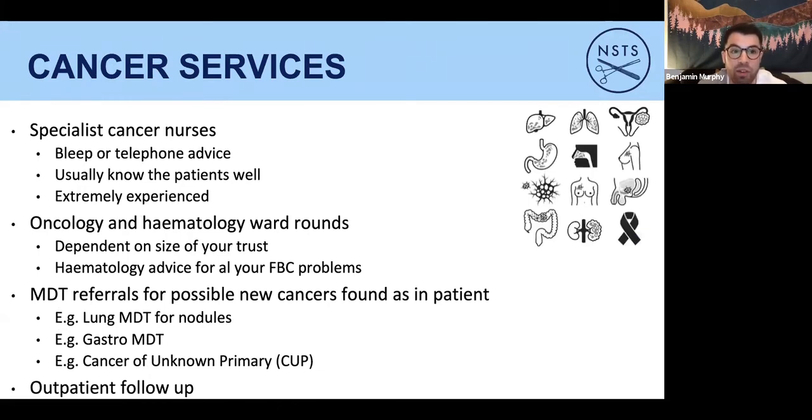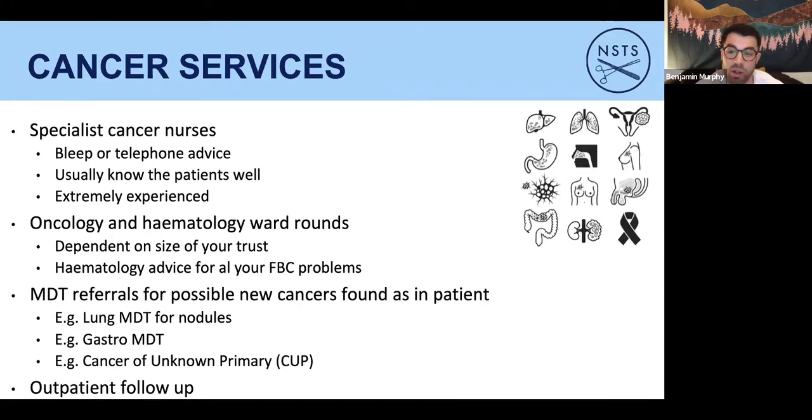Another group of people who are very lovely are usually the cancer service team. They often comprise specialist cancer nurses that are usually available for bleep or telephone advice. Often they know the patients from the community, so they'll be the lung cancer specialist nurses who will have been looking after patients for a number of months or years, and they tend to know the patients well before they even come into hospital. And depending on the trust, they'll come around and do ward rounds and reviews to stay in touch with the plan.